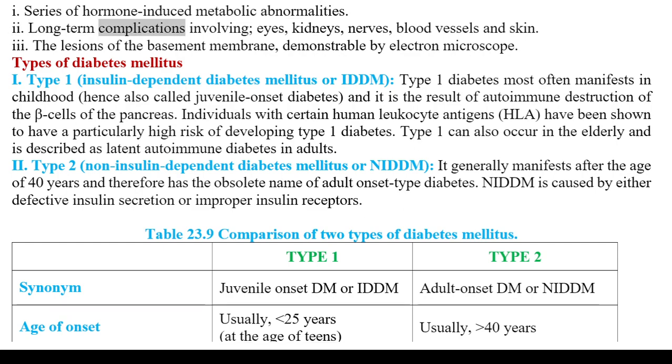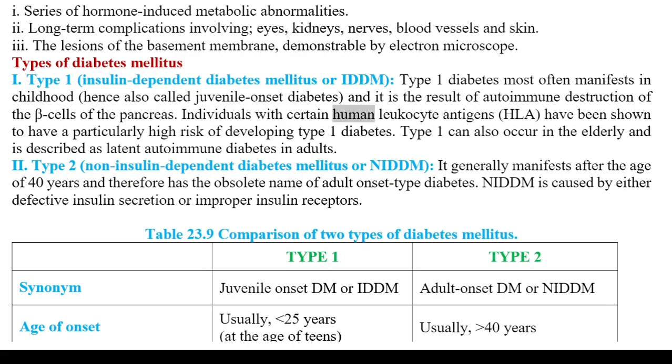2. Long-term complications involving eyes, kidneys, nerves, blood vessels, and skin. 3. The lesions of the basement membrane, demonstrable by electron microscope. Types of diabetes mellitus. 1. Type 1, insulin-dependent diabetes mellitus or IDDM. Type 1 diabetes most often manifests in childhood, hence also called juvenile-onset diabetes, and it is the result of autoimmune destruction of the beta cells of the pancreas.